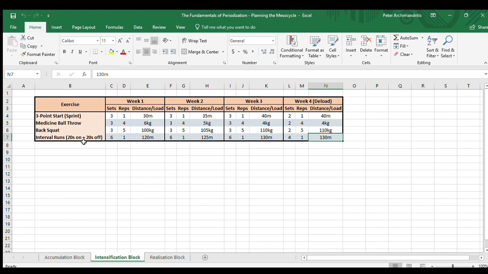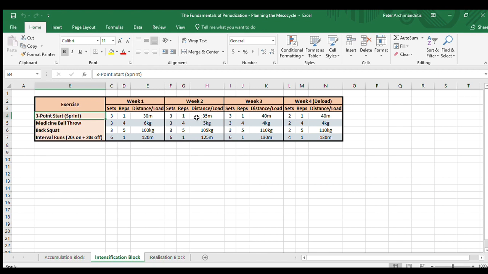So now I've got the same exercises here, but this time we're going to have an intensification block. So we're going to program this slightly differently. So same exercises, this time our 3-point start, we're going to do 3 sets of 1 at 30 meters. So we can do 3 30-meter sprints. This time we're going to maintain the volume. So same sets, same reps, but this time we're going to increase the intensity.